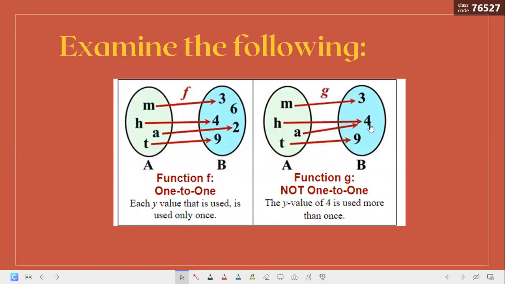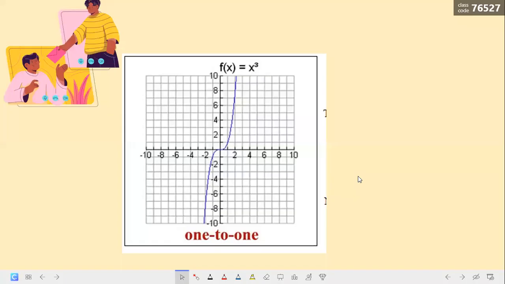But in the case of function g, okay, there is one value of y which is paired to two of x. So si 4 na pair siya kay h at saka kay a. So meaning to say, this is not a one-to-one function since 4 is being paired to more than once. Yan. Here's another one by which we can define what a one-to-one function is.